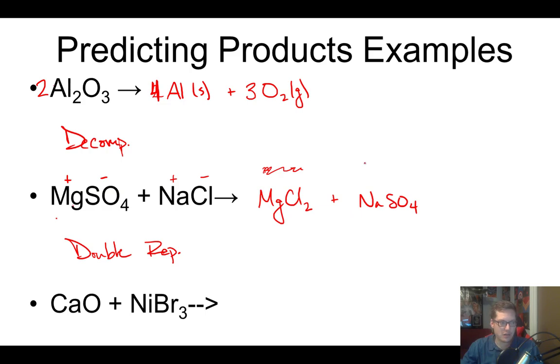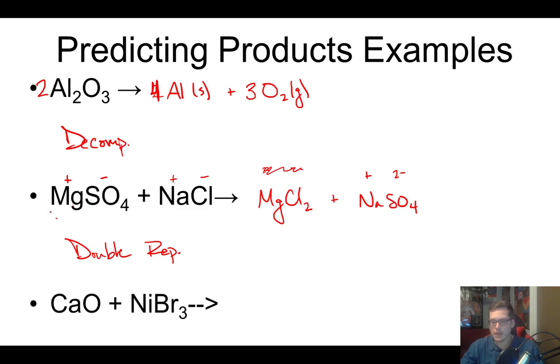Sodium is an alkali metal. It's in the first column of the periodic table, so we got a plus. And sulfate is a polyatomic ion, so you can look at your cheat sheet to figure out it's 2 minus. The other thing you could do, if you forgot your cheat sheet and don't remember what sulfate is, is we can also look at this over here.